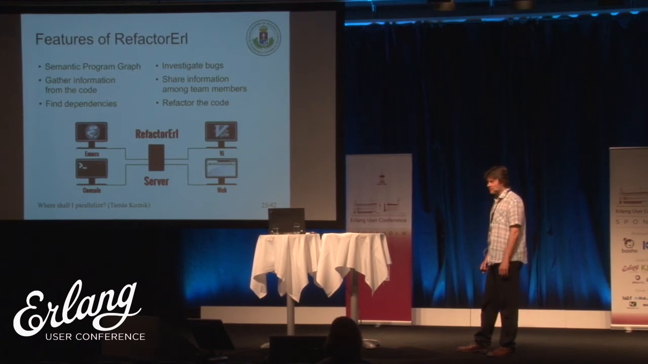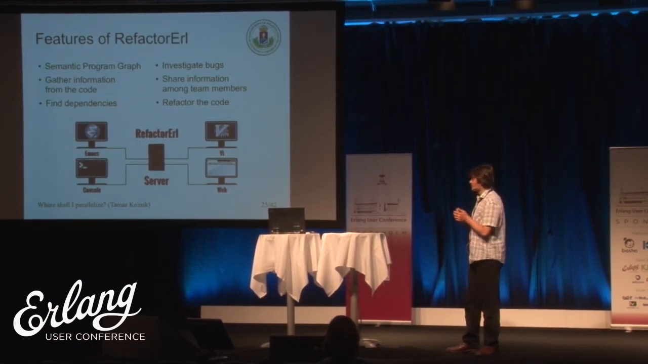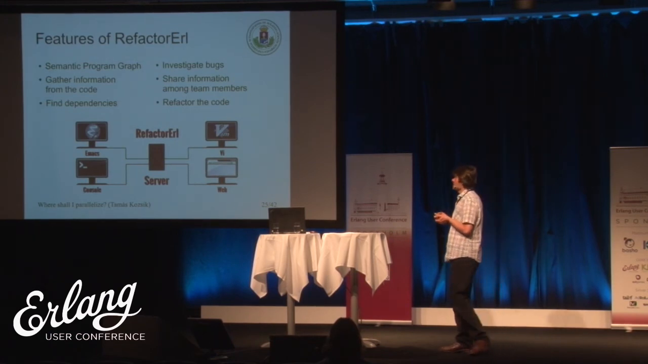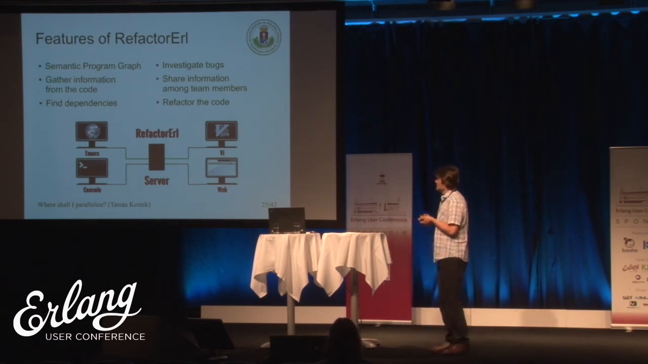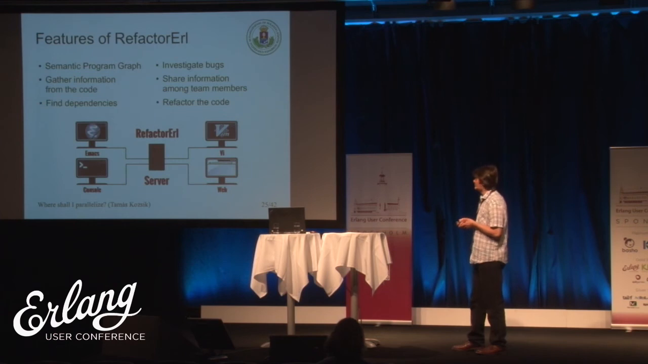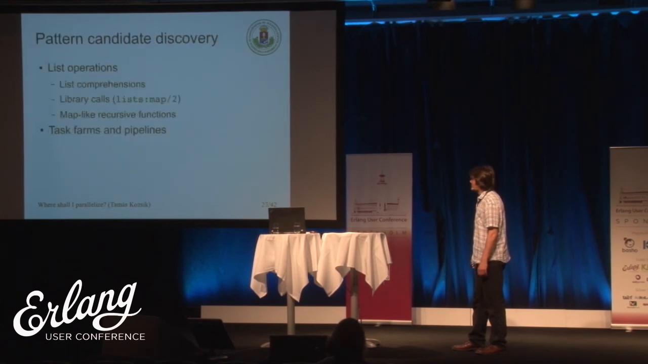It constructs a program graph. It's not just an AST, not just an abstract syntax tree, but it constructs a more informative semantic program graph from the source code, stores it persistently in a database, and we can use this semantic program graph to collect information about the code. We can find dependencies among program entities. We can identify bugs and track them down and investigate them. We can also share information among team members, and we can also refactor the code using this tool. I'm not going into details about this tool, just skipping these slides because I need to hurry a bit.